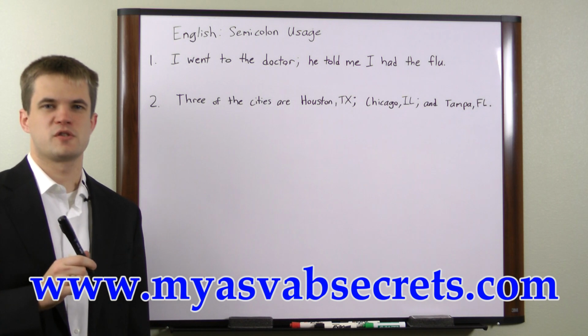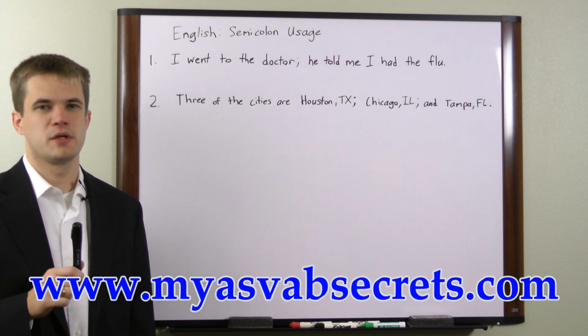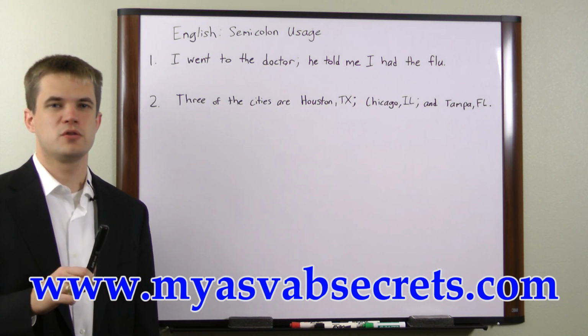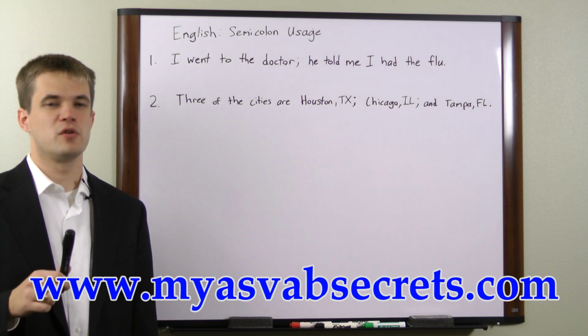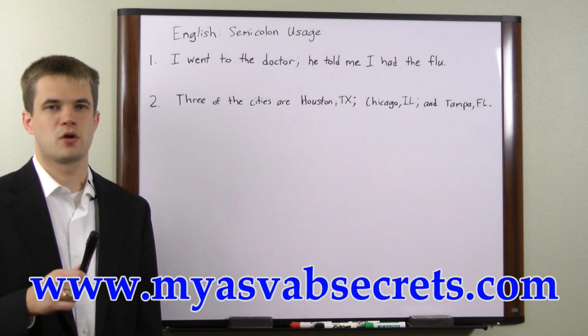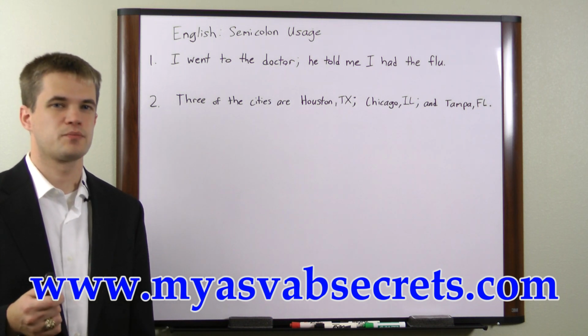There are two primary uses for the semicolon in the English language. The first is to separate two closely related independent clauses within a sentence. If you use a semicolon, there's no need to include a coordinating conjunction such as and.